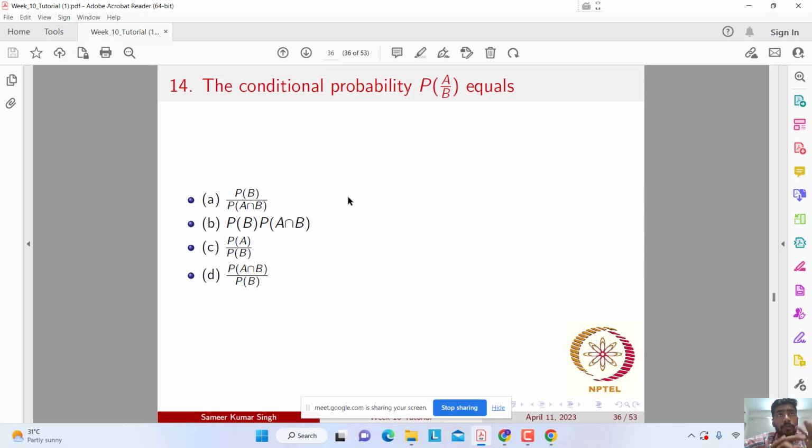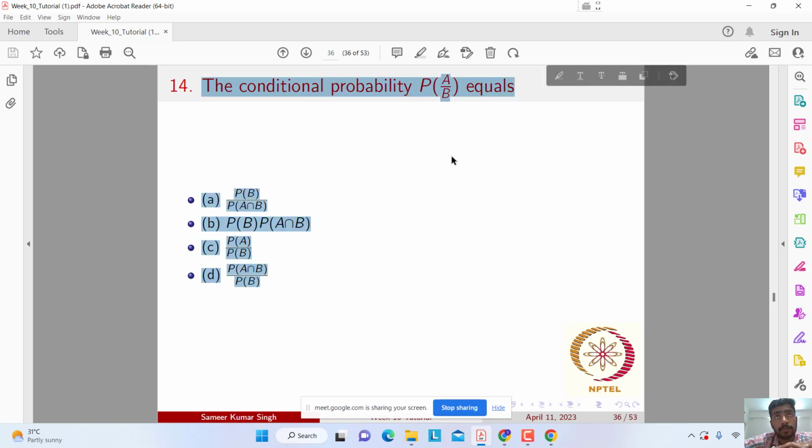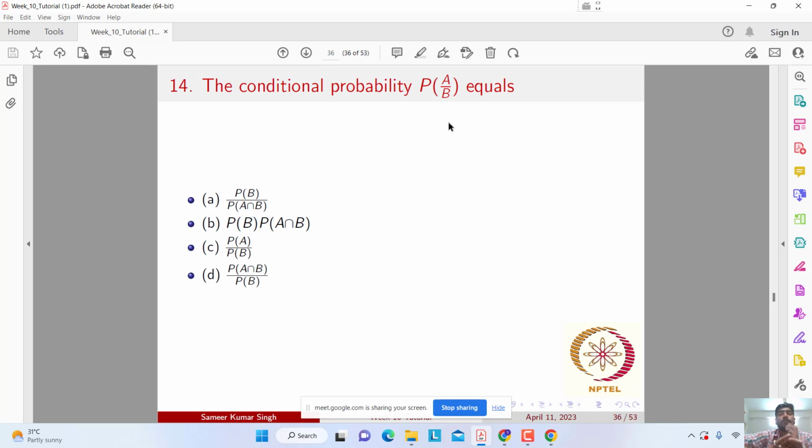We already solved a question on conditional probability, so it's not tough for you all. The question is: the conditional probability P(A|B) equals what? How can we calculate it? We have to calculate the probability of A when B is given, and we have four options.